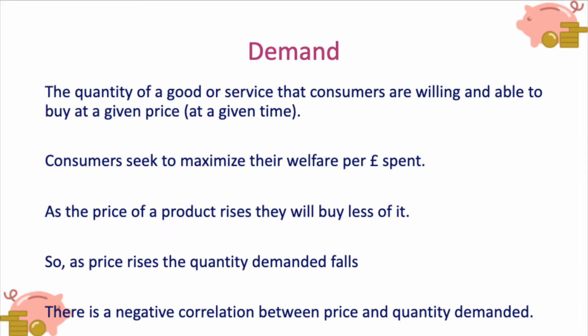We assume in economics that all consumers seek to maximise the welfare, the satisfaction they get for every pound spent. And this means that as the price of a product rises, they will buy less of that product because they're getting less welfare per pound spent on that item. So it becomes a thing that they want to spend money on less. Okay. So as price rises, the quantity demanded falls. So that we've got this negative correlation between price and the quantity demanded.